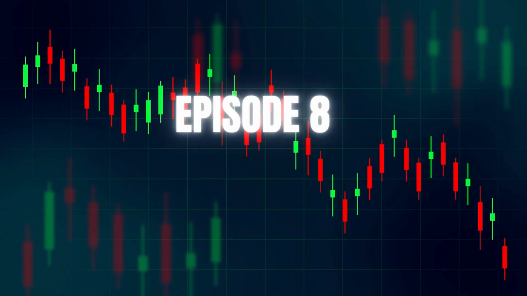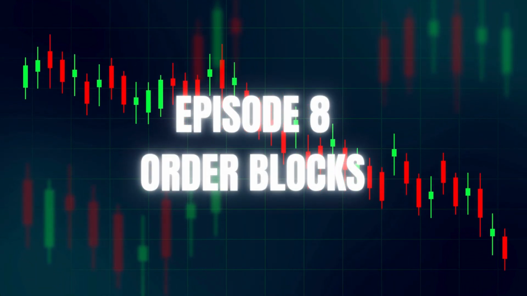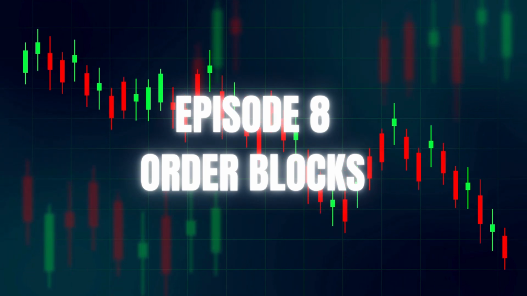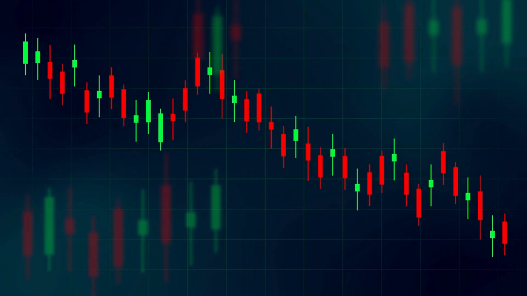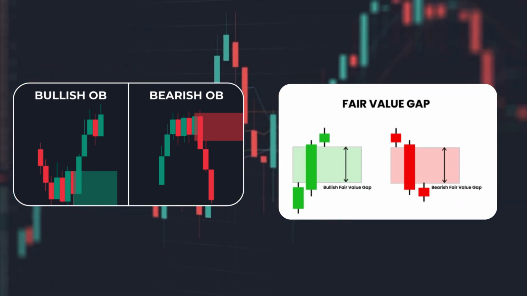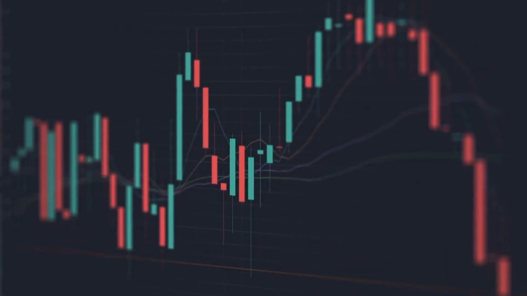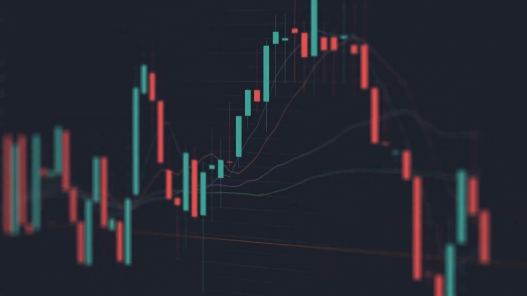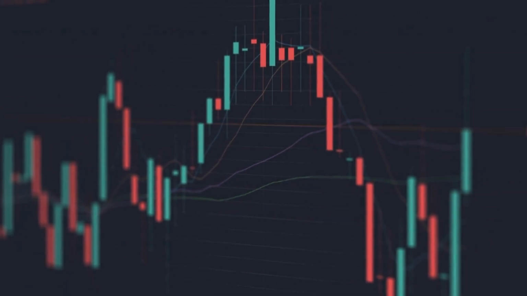In episode 8, we are covering order blocks, the zones where institutions placed their original large orders before a major move. Order blocks and fair value gaps often overlap, and when they do, the reaction tends to be very strong. That episode is going to make everything we have covered so far click even harder.